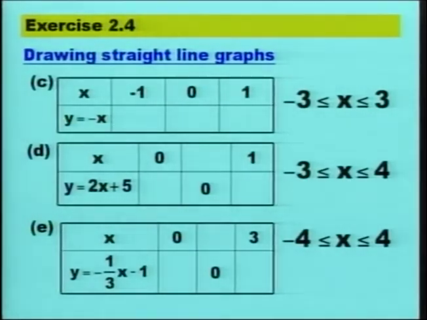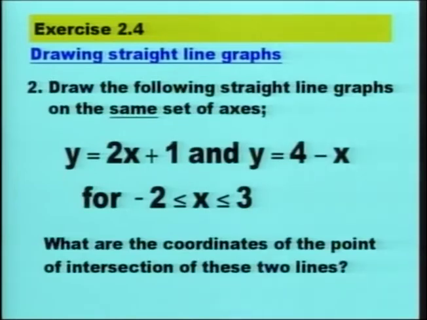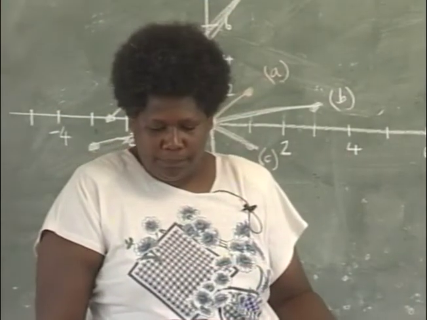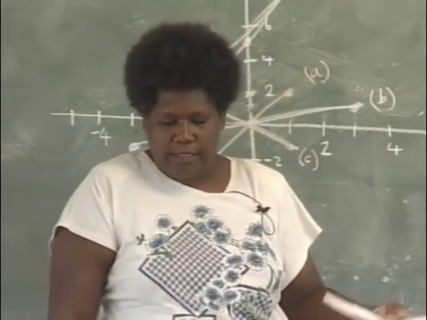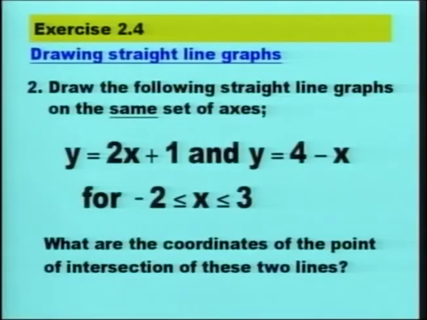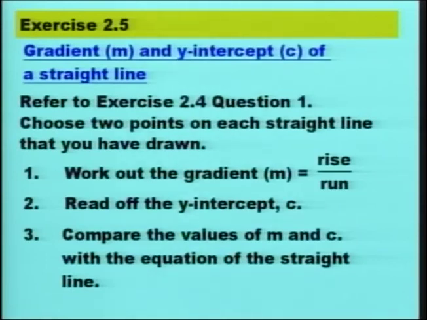Okay, for homework, listen, you are going to do the next question on that exercise, which is question 2. You have to draw those 2 lines and state the point of intersection. And then you are going to answer the following questions. It says, refer to exercise 2.4, which is the exercise that we did on the board. Work out the gradient using rise over run. You all know that from grade 10, I hope.